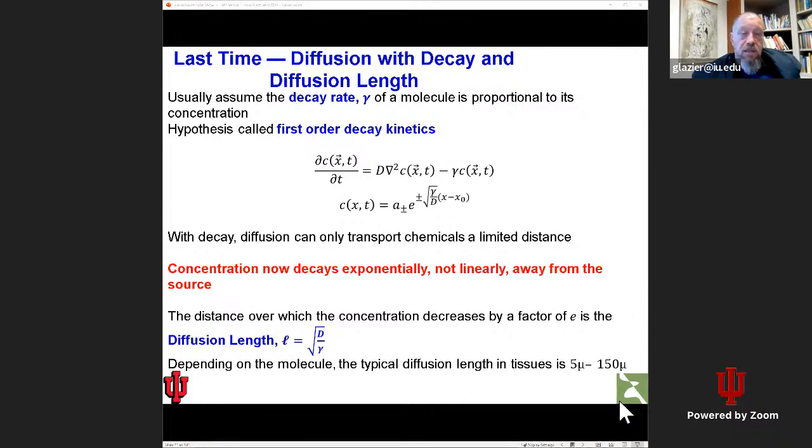Over distances that are bigger than that, signaling is hard. Over distances that are less than that, the signal gets washed out, things are flat. And so that's something that's very important to remember. Again, when we come back to more biological problems, we'll run into it repeatedly. But it's something important to think about here.